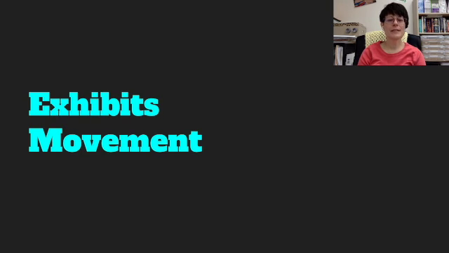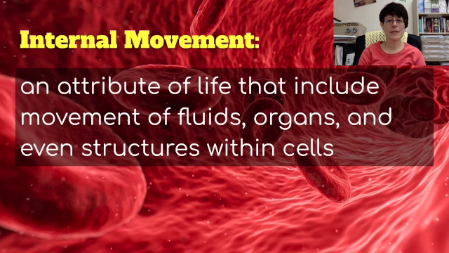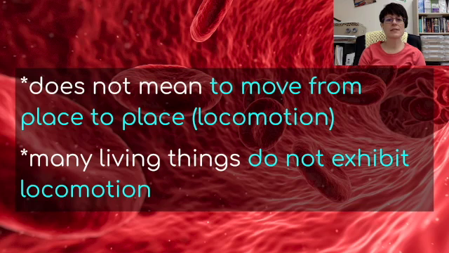First, life exhibits movement. And what I'm talking about is mostly internal movement. This is an attribute of life that includes the movement of fluids, organs, and even structures within cells. So there is internal movement inside of cells, and I have blood here. There's movement of blood through us. Now, this does not mean to move from place to place. That is locomotion. And many living things do not exhibit locomotion. You know, plants do not tend to move from place to place.